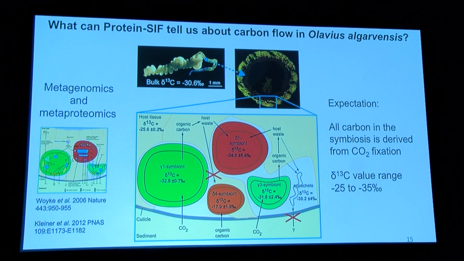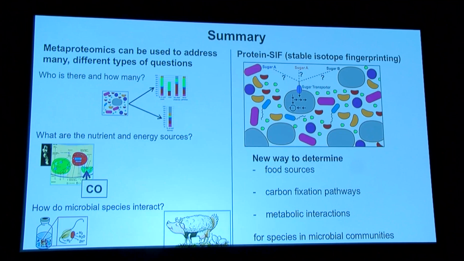And fortunately, most of our predictions came true. Most of the symbionts actually, and the host as well, were in the range of the prediction. We had -25 for the host, -32 for some of the symbionts. But then we also discovered that there was one big outlier where we have a symbiont for which we predicted it should be deriving carbon internally, but it actually had a much, much heavier signature. So we're currently scratching our head, and we have to go back and really better understand how this works.